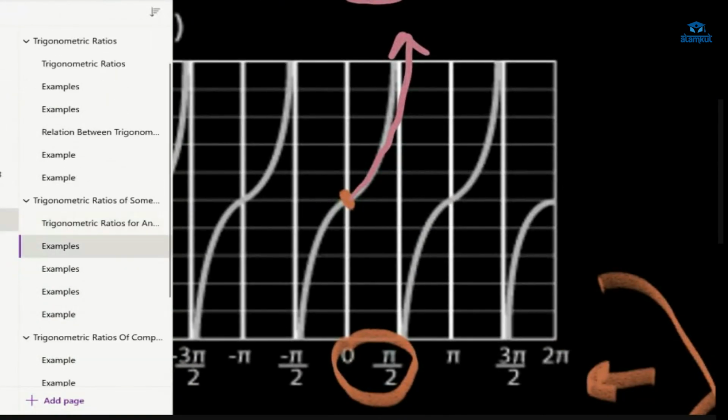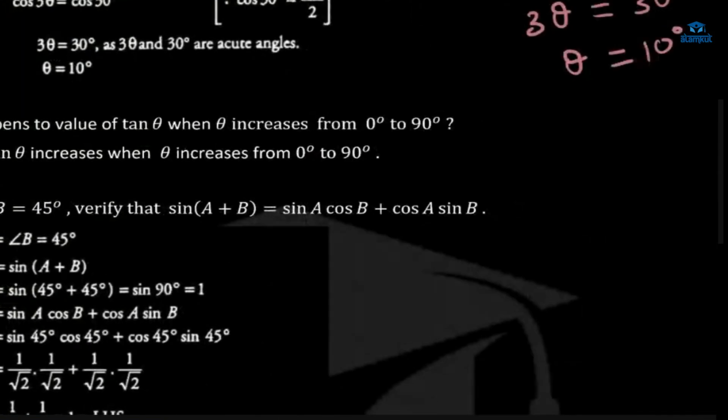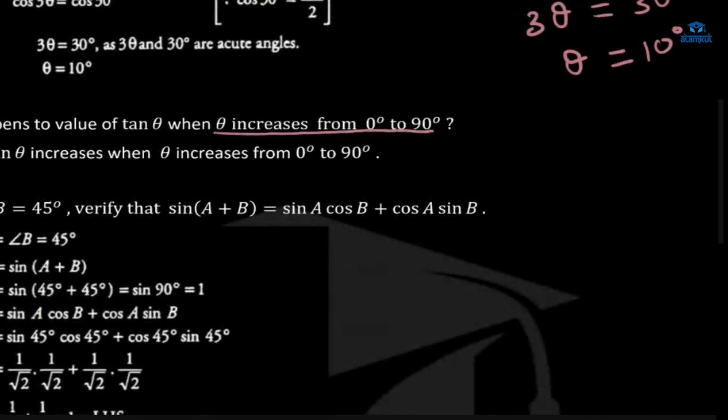This is only asking what will happen to the value of tan theta when theta increases from 0 to 90. If theta is increasing, then the value of tan theta also increases and it will go to infinity, because tan 90 is what?